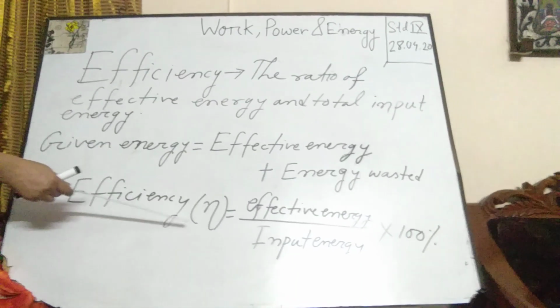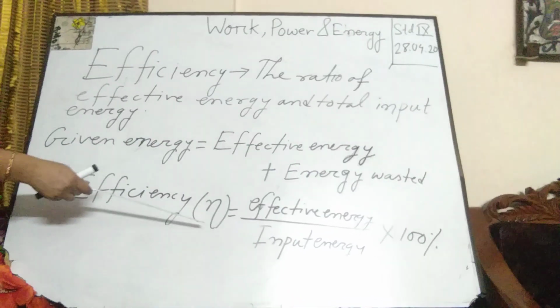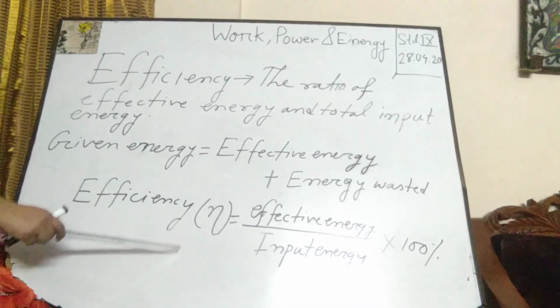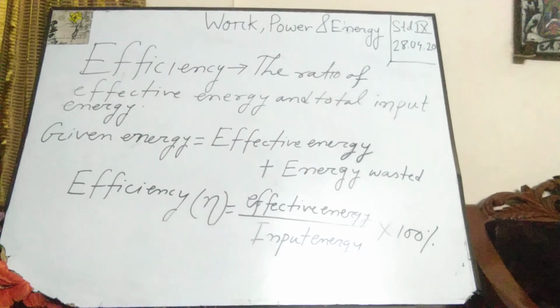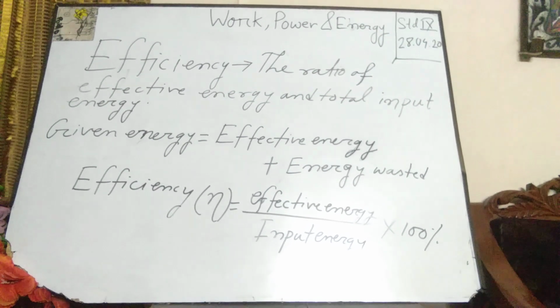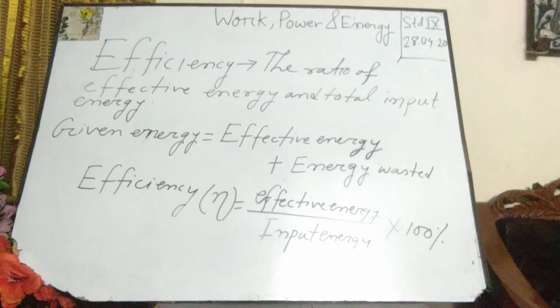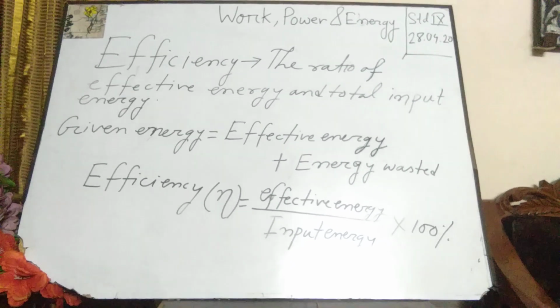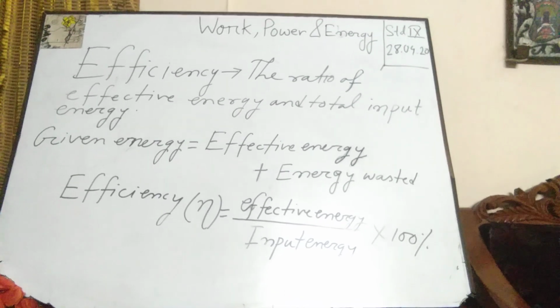Efficiency is denoted by eta. This symbol is known as eta. It looks a little bit like N. And efficiency is always calculated in terms of percentage.